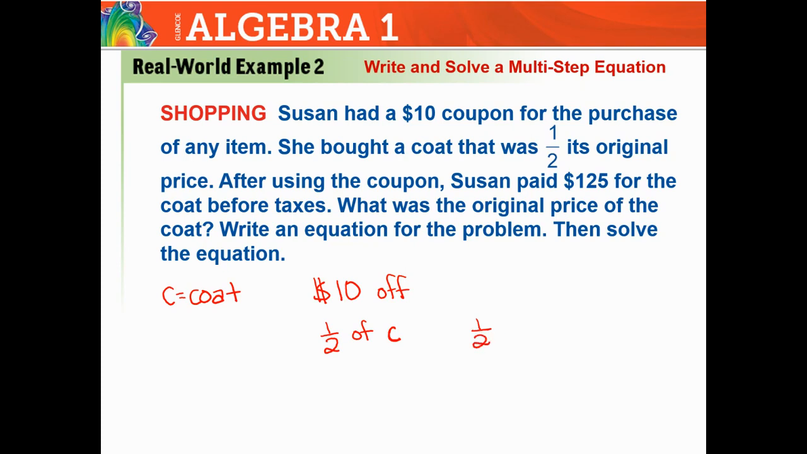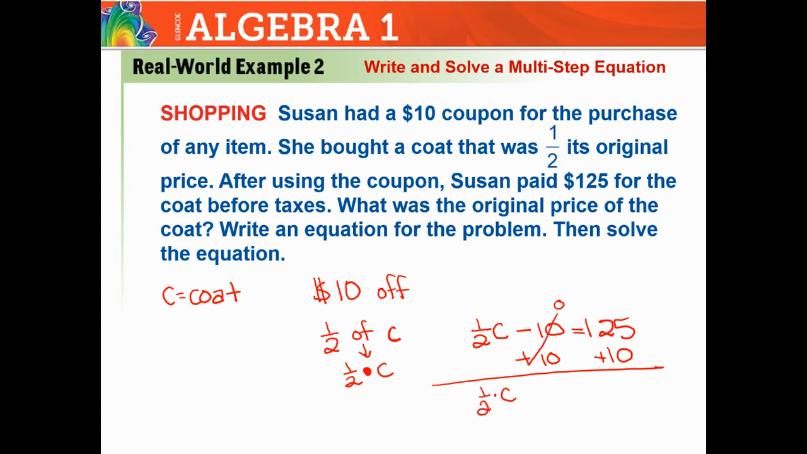So we have half the cost of the coat, which is half C, because remember, of equals multiplication. So it's 1/2 times C. And then it says after using the coupon, she paid $125 before tax. So that means we're going to subtract our $10, and that's going to equal $125. Now that we have our equation, we're going to solve it. So we're going to add 10 to both sides. This goes to 0. We still have 1/2 times C equals 125 plus 10, which gives us 135.